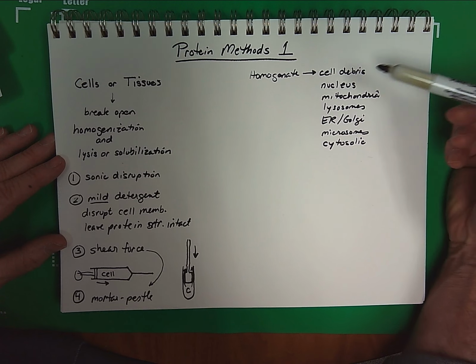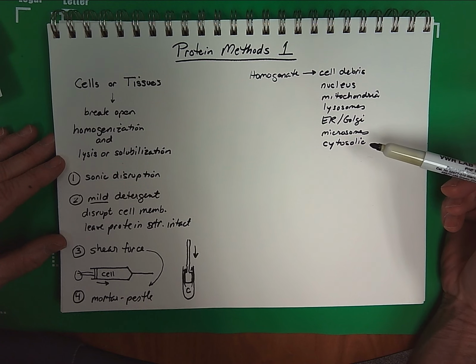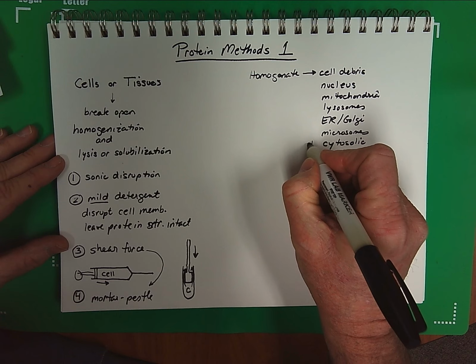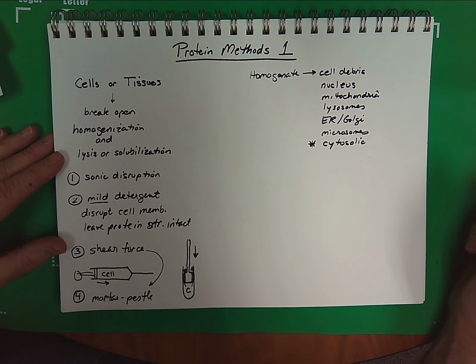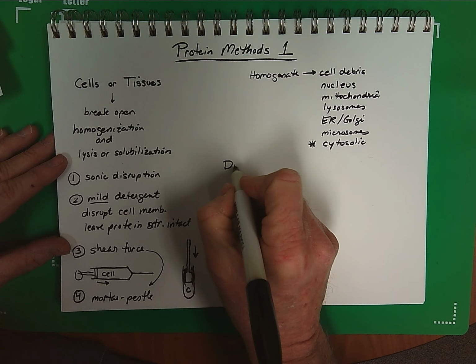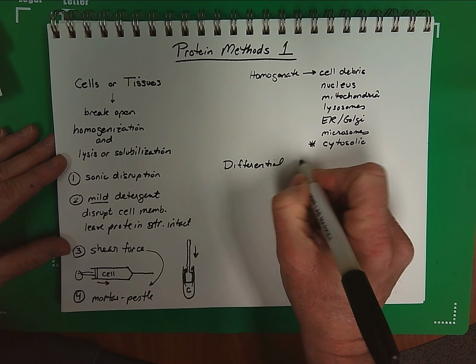So we need to know exactly where our enzyme is located in these different organelles in order to take the next step of protein isolation and purification. Let's say, for example, that our protein is located in the cytosol. The next step we can perform is what's called differential centrifugation.